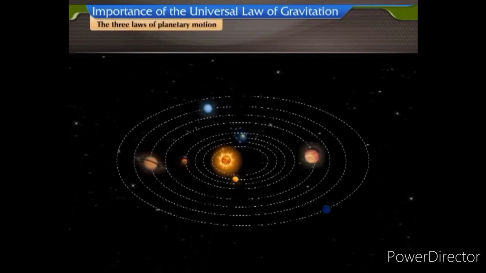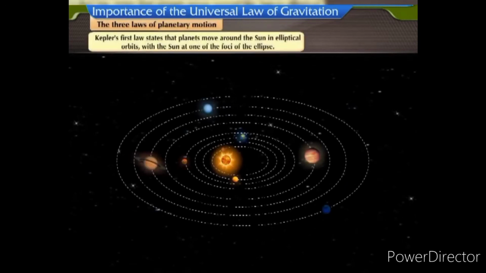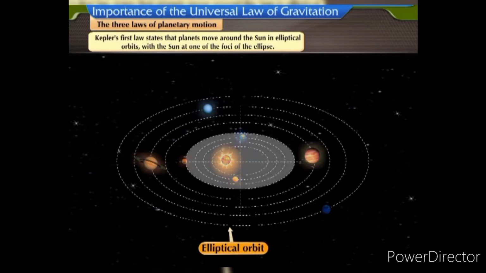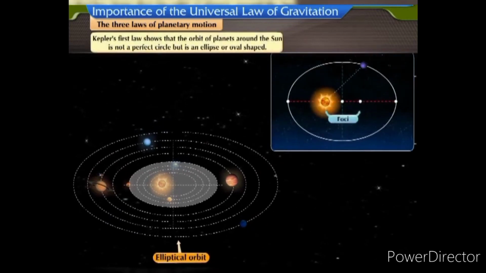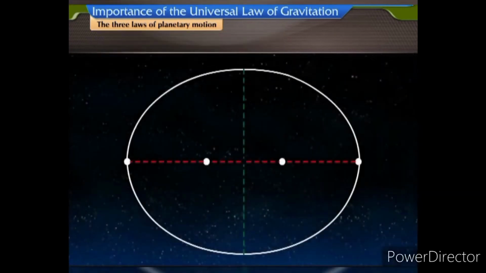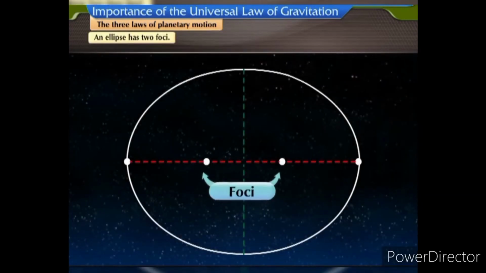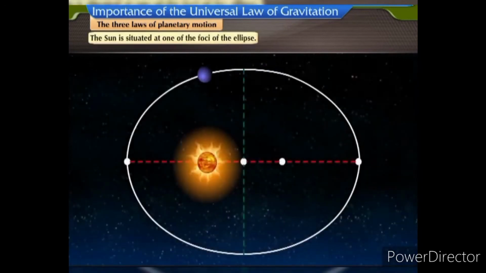The 3 laws of planetary motion are: Kepler's first law states that planets move around the sun in elliptical orbits, with the sun at one of the foci of the ellipse. Kepler's first law shows that the orbit of planets around the sun is not a perfect circle, but is an ellipse or oval-shaped. We know that an ellipse has 2 foci. The sun is situated at one of the foci of the ellipse.